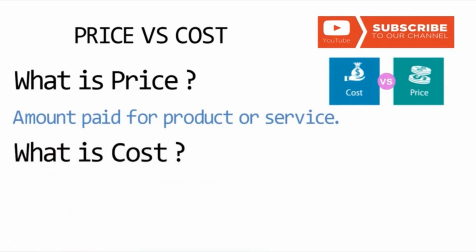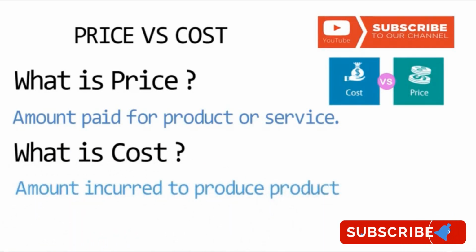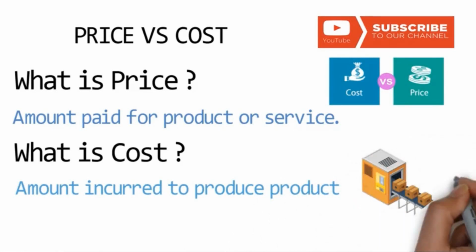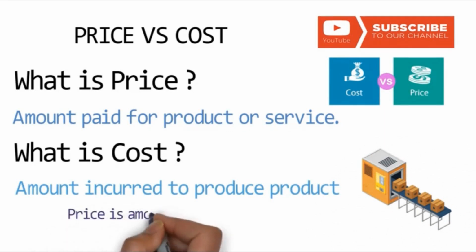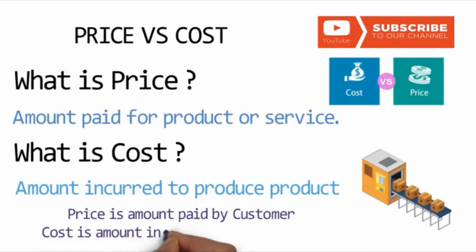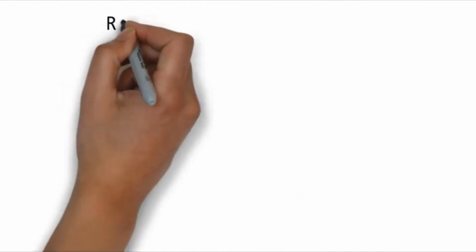So now let us define the cost. So what is cost? Cost is the amount or value incurred to produce the product or a service. So here what happens is the manufacturer will spend the amount or he'll invest the amount to manufacture the product or the service, and he'll sell it to the customers and the customer buys it. So friends, we can conclude that the price is the amount paid by the customer to purchase the product, and the cost is the amount incurred to produce the product or a service.